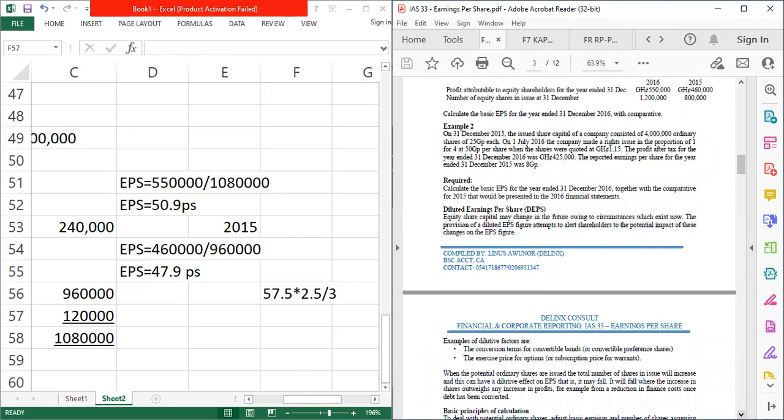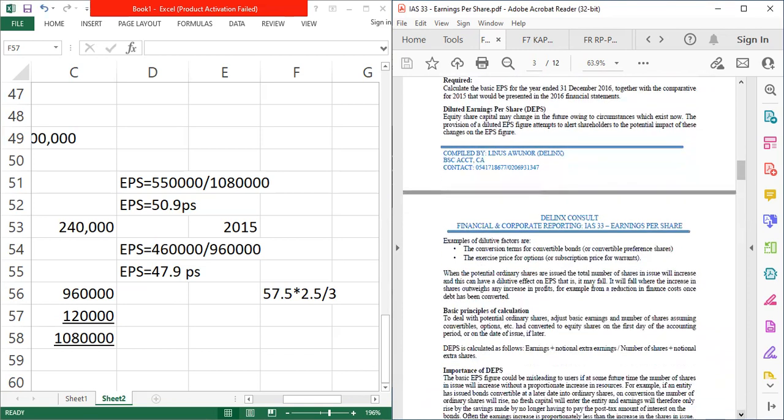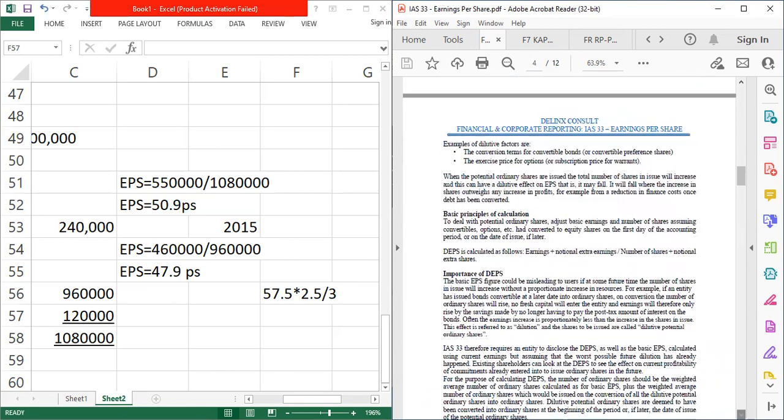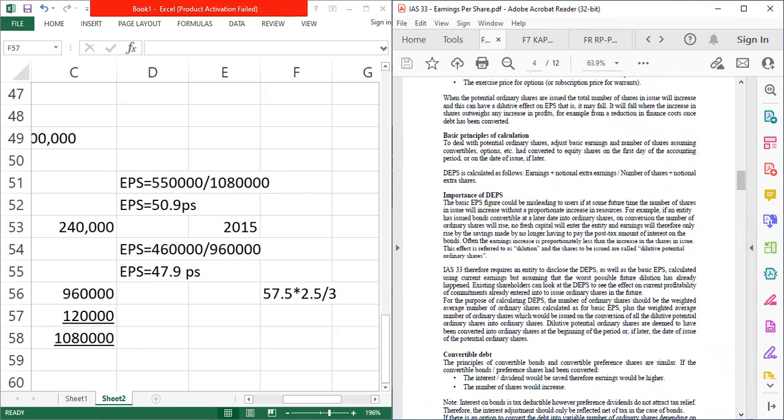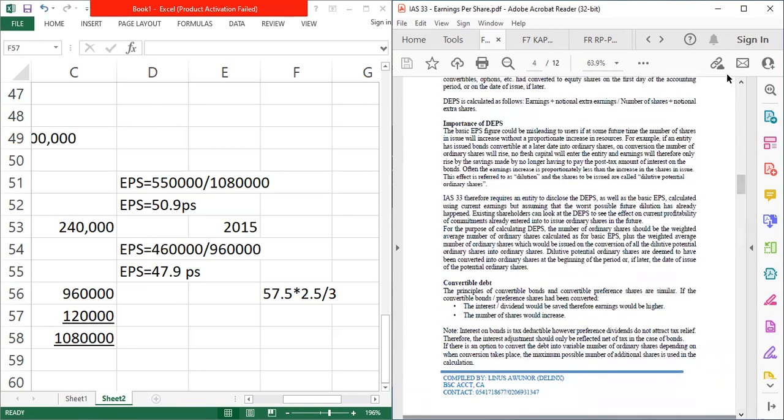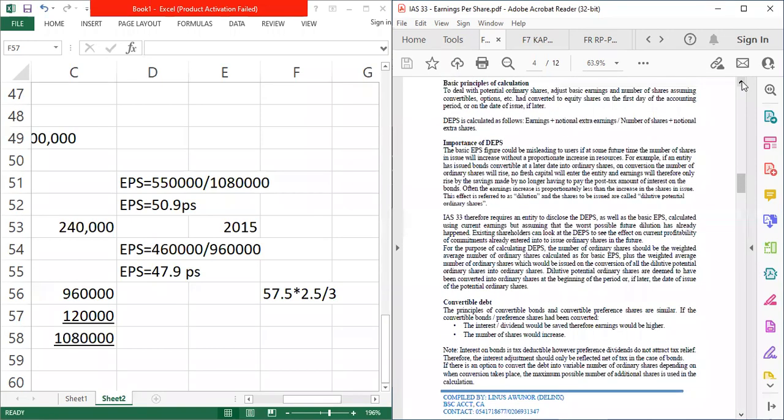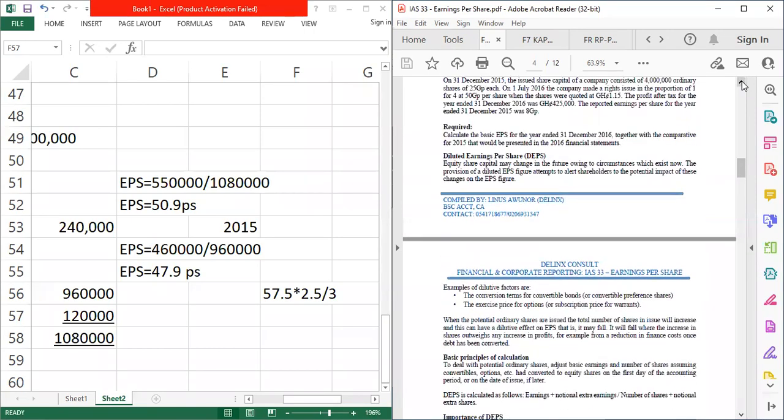After question 2, we have diluted earnings per share, which is only 2. This one is very simple. So the diluted is so simple. Let's do question 2, then we come to the diluted earnings per share.